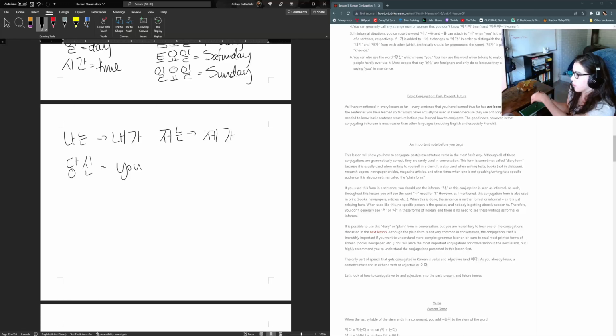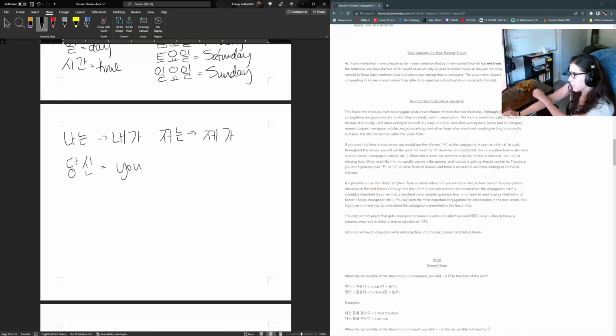If you use this form in a sentence, you should use the informal na, as this conjugation is seen as informal. As such, throughout this lesson, you will see na used for I. However, as I mentioned, this conjugation form is also used in print. When this is done, the sentence is neither formal nor informal as it's just relaying facts. When used like this, no specific person is the speaker and nobody is getting directly spoken to. Therefore, you don't generally see formal or informal in these forms of Korean, and there is no need to see these writings as formal or informal.